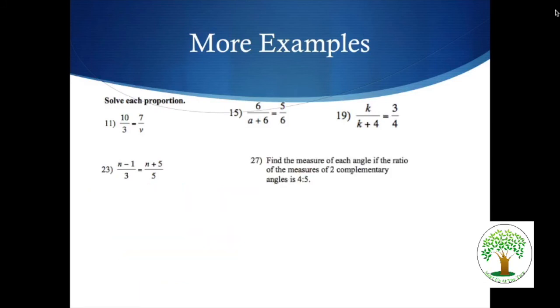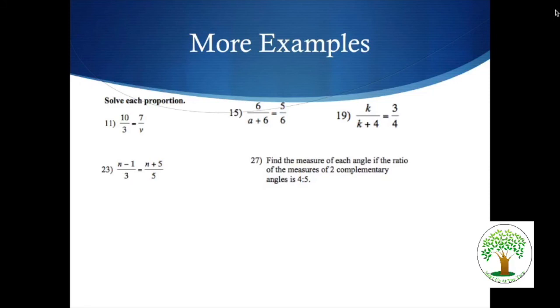We're going to move on to number 27. It's a word problem. We're going to read it, set up an equation, and solve it. It'll be like the one next to it, so you'll be able to do that one when you get there, okay? All right, number 27, page 2. Find the measure of each angle if the ratio of the measures of two complementary angles is 4/5. There's some vocabulary in here.